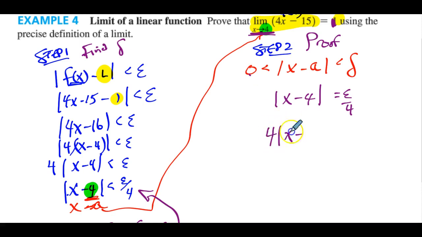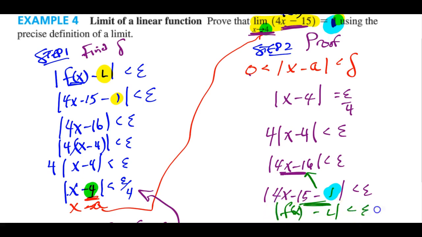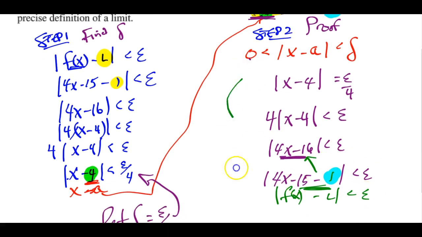So distributing. And then the tough part is maybe trying to figure out what to add or subtract to this because that's not quite the function. I need to get to a 15. So you can see 4x minus 15 minus some L has to be, well, what does the L have to be? Well, we decided the L has to be a 1, and sure enough, it is, because that gives me the 16. And to me, there's the function f at x minus the L, and if you take the absolute value of that, that is less than epsilon, and that's a good proof right there.